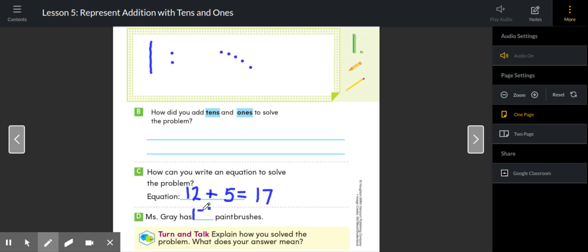Our turn and talk at the bottom, if we were in school today, we would be talking about this. Explain how you solved the problem. What does your answer mean? So we solved the problem by doing a quick picture in this case, and maybe you used a different method. So you can turn and tell someone at your house if you used a different method. What does your answer mean? My answer of 17 means that she now has a total, and that's an important math word to use, a total of 17 paintbrushes, or you could say that we got the sum of paintbrushes by taking 12 and adding 5.